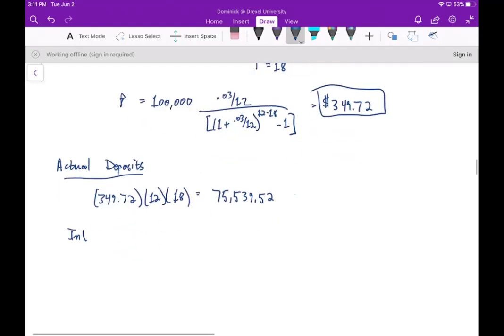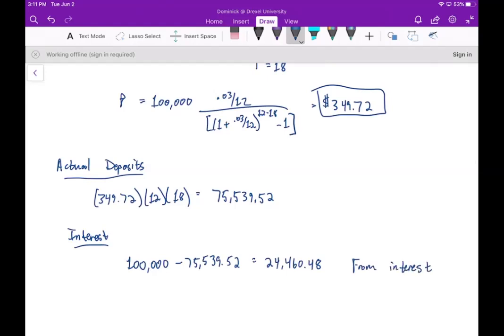Right? So of course, the interest would be the remainder of that, right? The interest would be 100,000 minus the 75,539.52. And then that would give us $24,460.48. So this is from interest, and this is from deposits. All right. So that's sort of the idea behind this example.